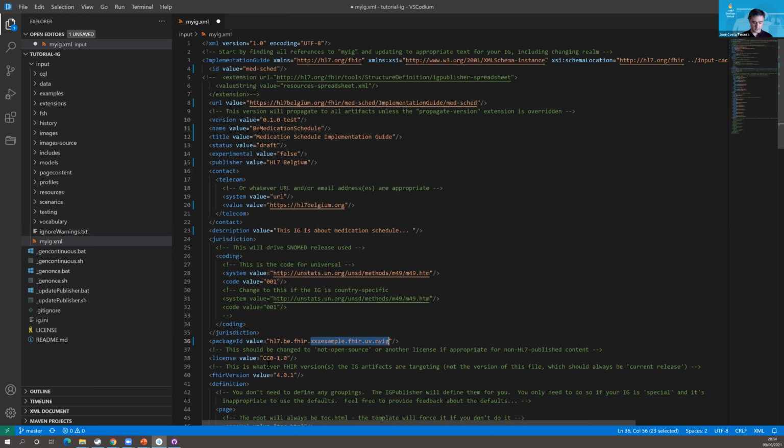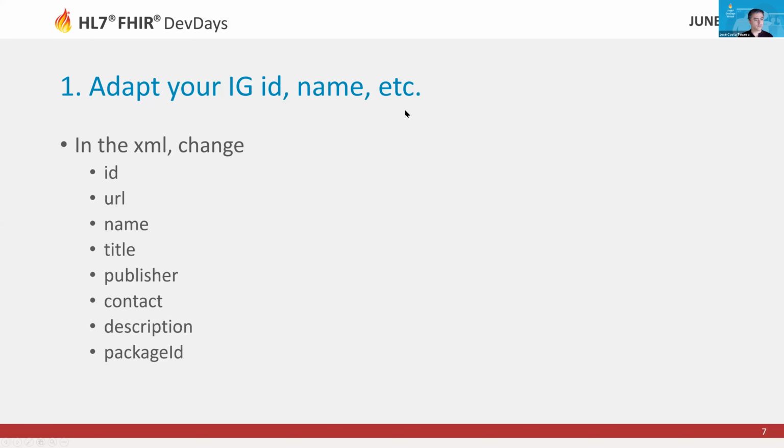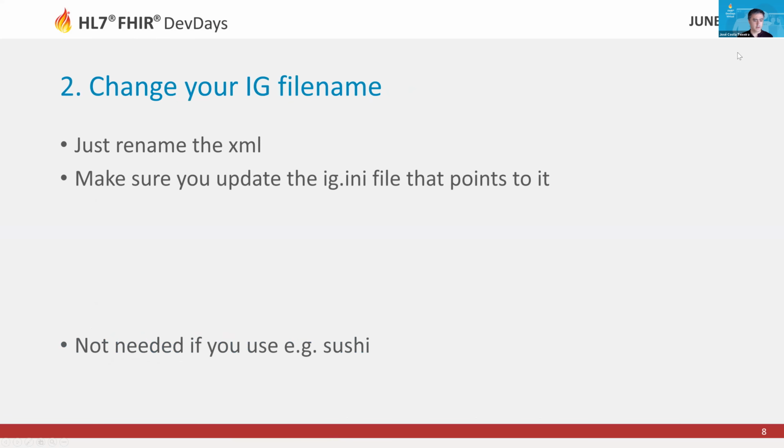So this is the package ID, the description. These are the things that I really should change. Once I do this, I have a slightly improved version of my implementation guide. The next thing that I will do is to change the file name.